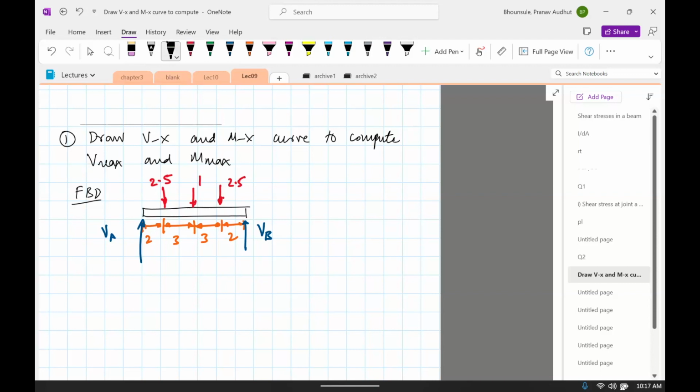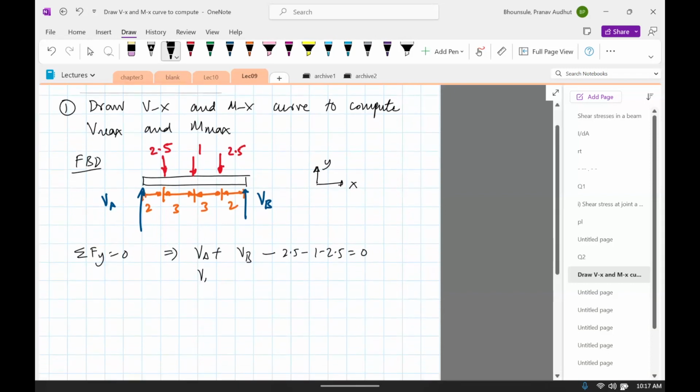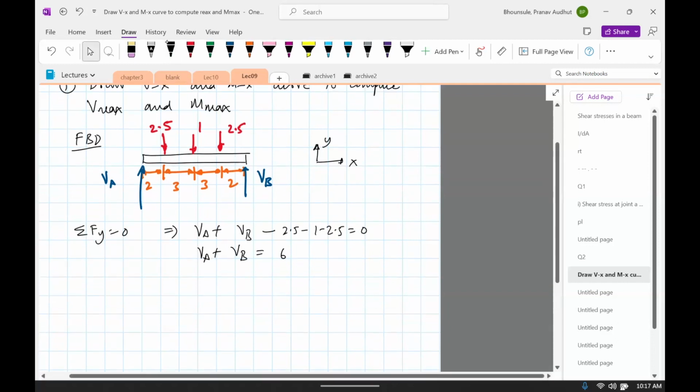Okay. So summation of forces in the y direction should be 0. VA plus VB minus 2.5 minus 1 minus 2.5 equal to 0. So VA plus VB equals 6.